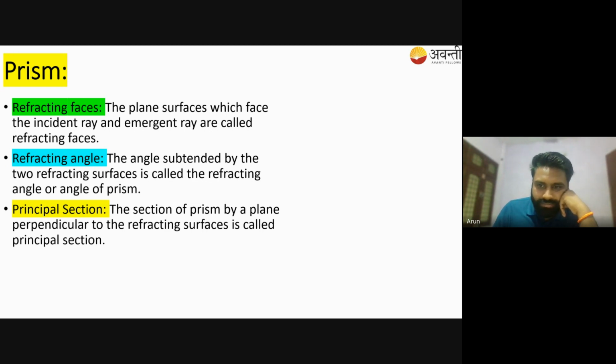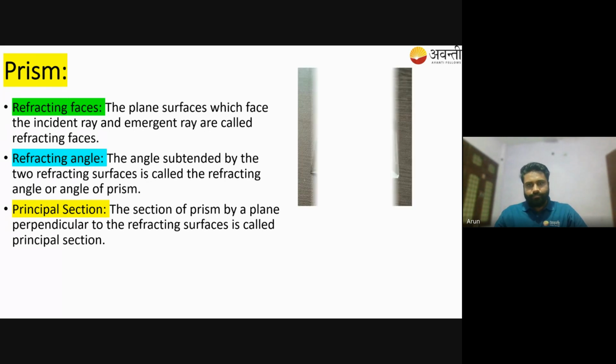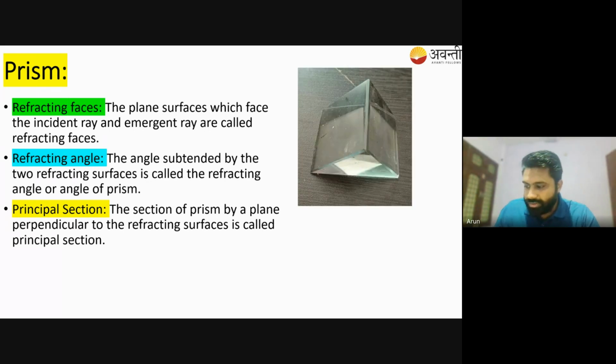Now, the principal section is the mid section. Or a simple thing, remember it as the mid section, the section between the two inclined surfaces. This is the simple definition of it. In actual, you will see the prism like this. In your class labs also, I think the prism is available, so you will go through that. So these are the surfaces which are the refracting faces. This is the principal section. And this is the angle of prism.